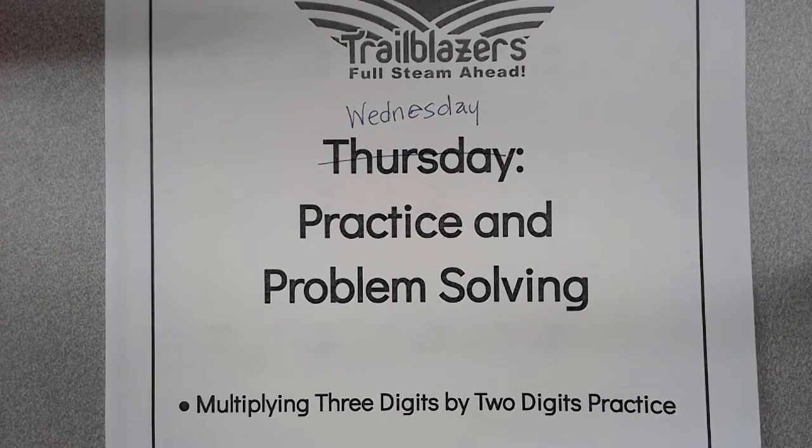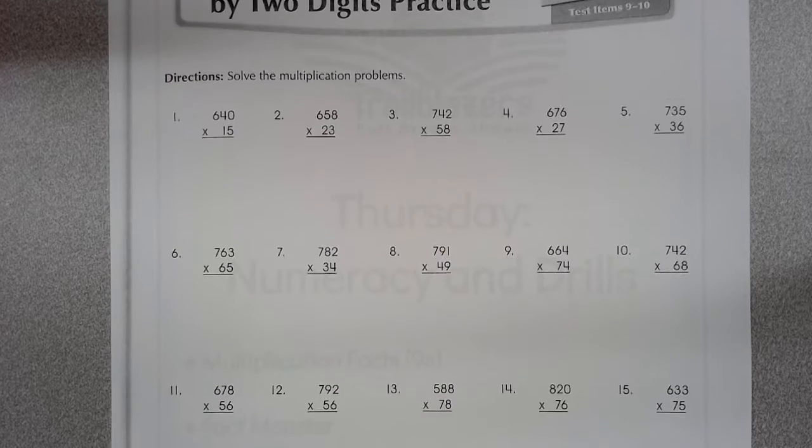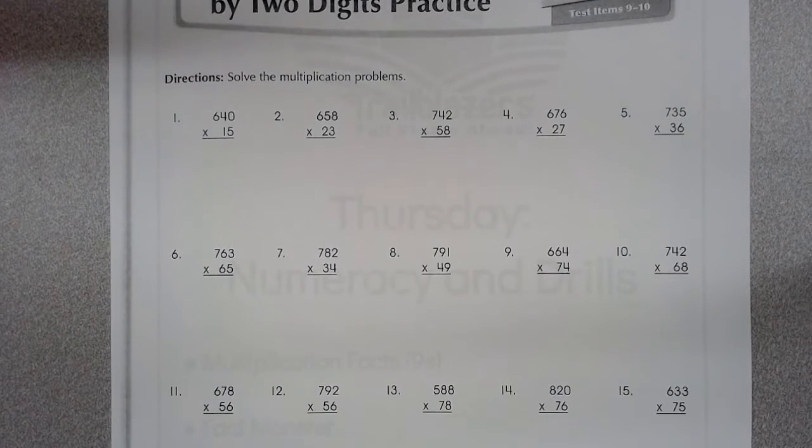So we're going to be doing multiplying 3 digits by 2 digits in practice. Now, do not freak out about the number of problems. Okay? Don't. We're going to do the first row together. Let's just worry about the first 5 right now, and then we'll worry about the bottom in a little bit. Okay? So let's look at the first 5.